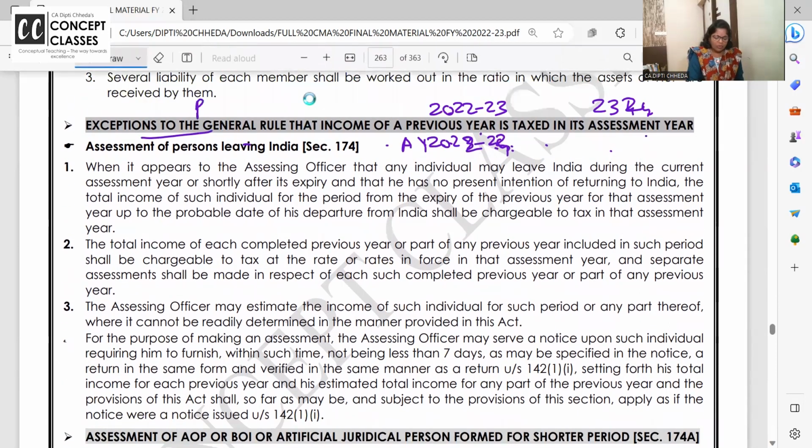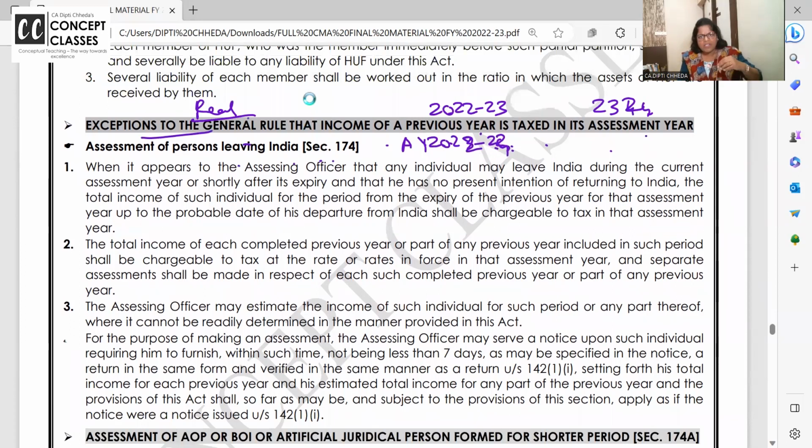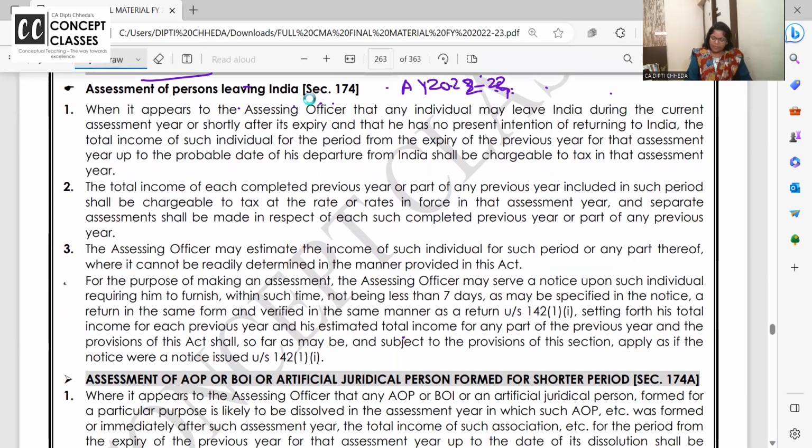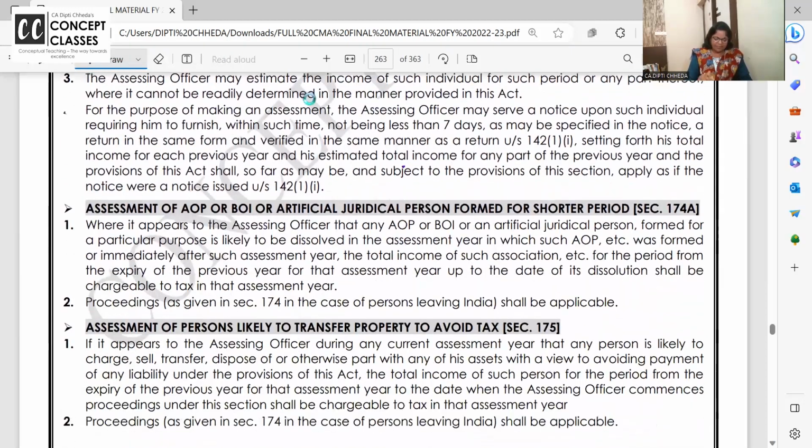I want all of you to write, give it a reading. Assessment of person leaving India. If a person is leaving India on 31st August 23, can we say अभी तो जाओ अगले साल ना जुलाई में जरूर आना इंडिया रिटर्न भरना? So no, it's not possible. So what you will say him, whatever you have earned from April to August, pay the tax, show the tax clearance certificate, then you are allowed to leave the country. Yes, right? So for him, previous year and assessment year will be same. His income will be assessed in the same way.